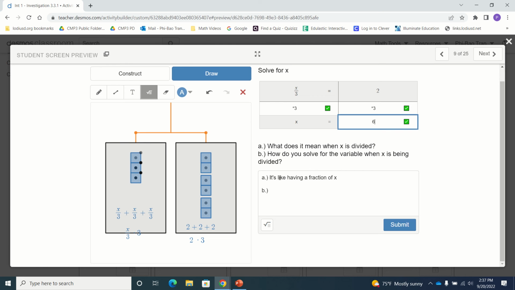So how do we solve when x is being divided? We can multiply on both sides so that we have 1 full x. Okay.